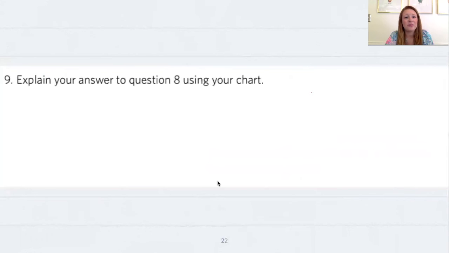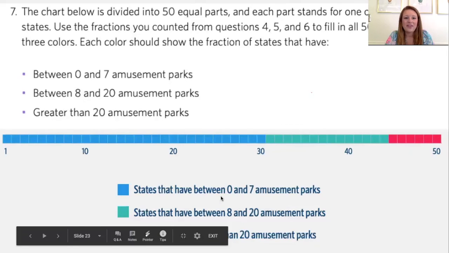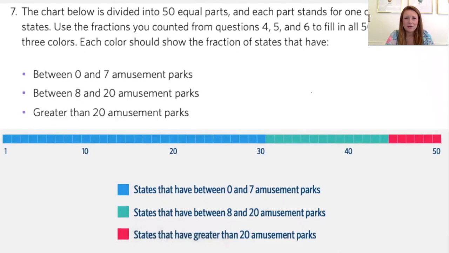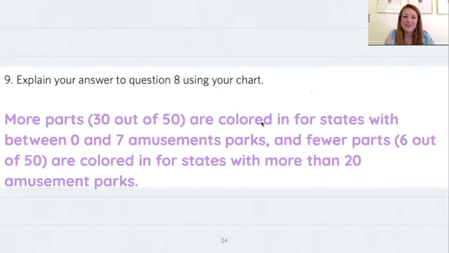Now, I'd like for you to explain your answer to question 8 using your chart. So looking at this chart, how could you explain how you knew that 30 out of 50 states was greater than the number of states that have more than 20? How could you have done that just by looking at it? Go ahead and record your response now. Here's an example of my response. I said that more parts, 30 out of 50, are colored in for the states with between 0 and 7 amusement parks, and fewer parts are colored in for states with more than 20. If yours looks a little bit different from mine, that's totally fine.